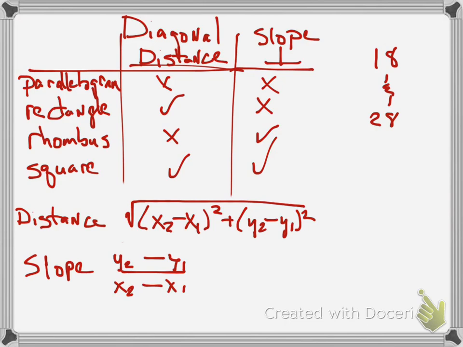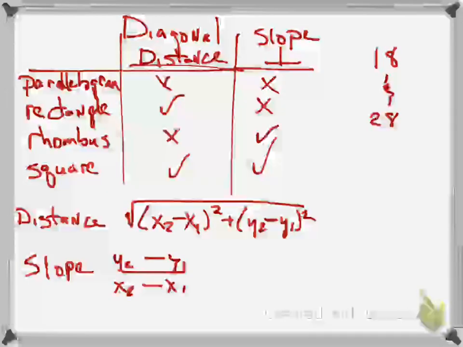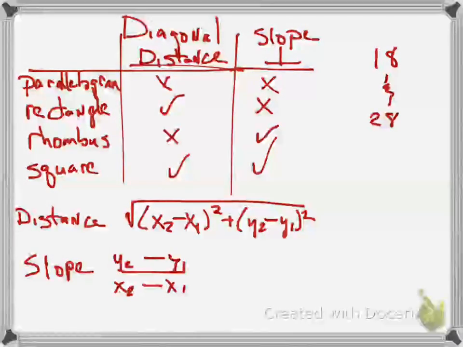Okay, so problem number 18 asks you to determine whether something's a parallelogram. But what I'm going to actually say is the problem you're going to get is going to be, tell me if it's a parallelogram, rectangle, rhombus, or square. You need this chart and the distance formula and slope formula to be able to do that. Problems 18 and 28 would both do this, and I will show you how you would set that up.